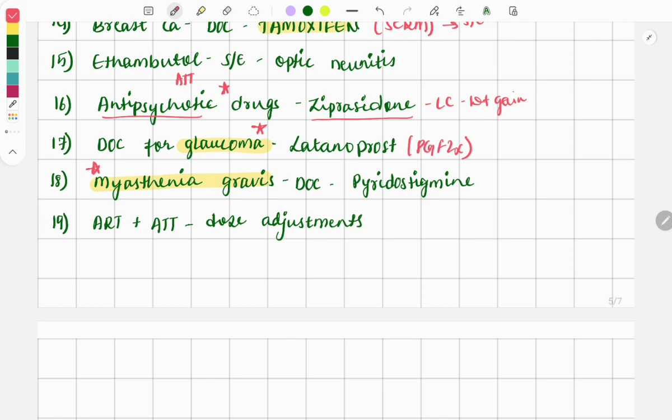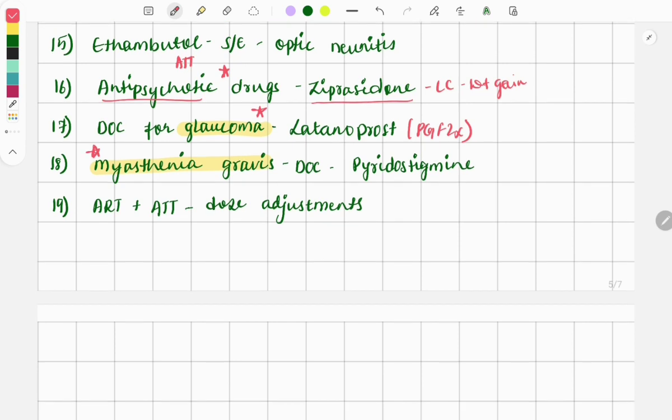Then the last question from pharmacology, a long case kind of question, that a patient was on antiretroviral therapy and he was also on anti-tubercular therapy. So they had described a few drugs in the options, and they had asked which of the following dose adjustments is required for the patient. So the anti-tubercular drugs and antiretroviral therapy, this is also an important topic.